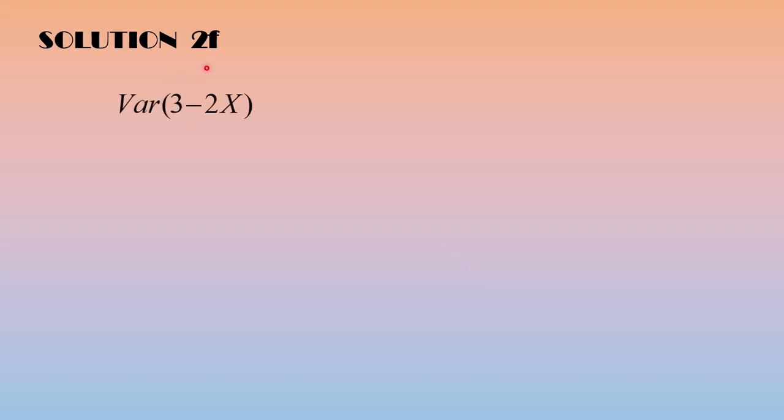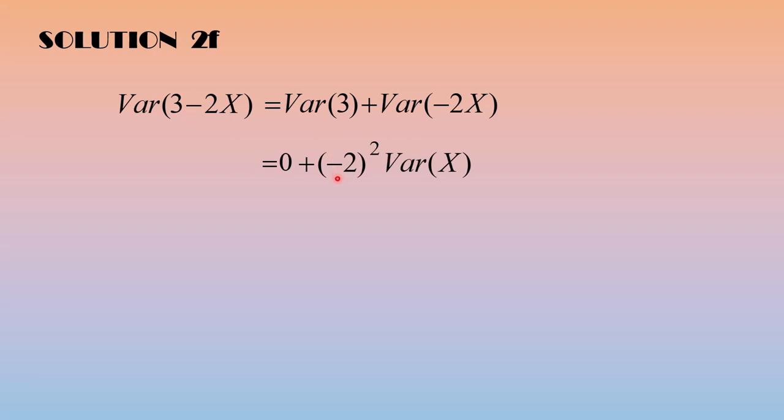Okay, and last one, 2F. What is the variance for 3 minus 2X? By using the properties, it is equal to variance of 3 plus variance of negative 2X. Variance of 3 is equal to 0. Variance of negative 2X equals negative 2 squared times variance of X. Therefore, 4 times 23 over 36 and the answer is 23 over 9.